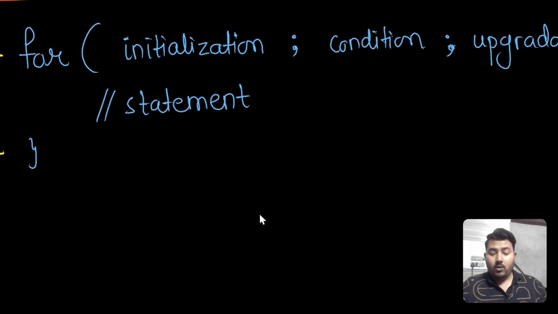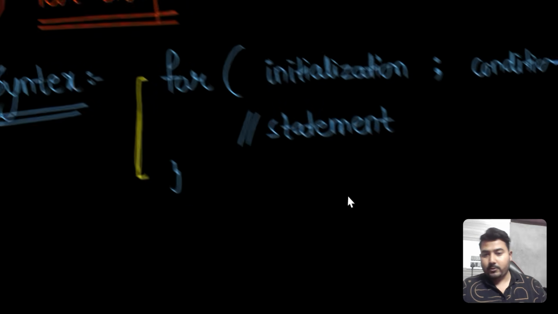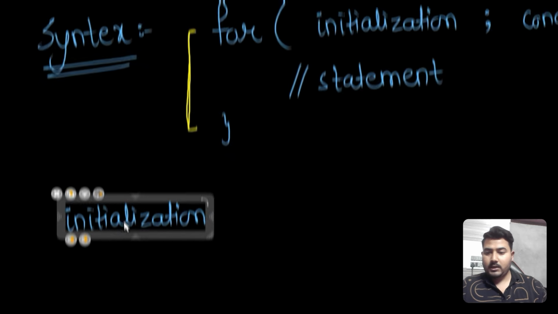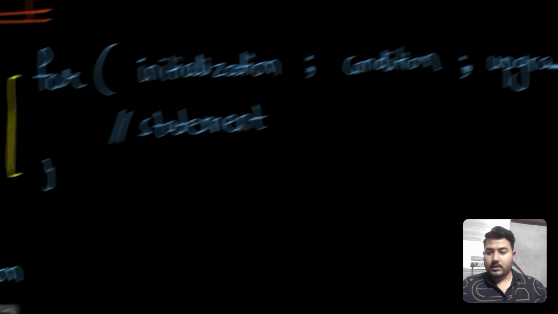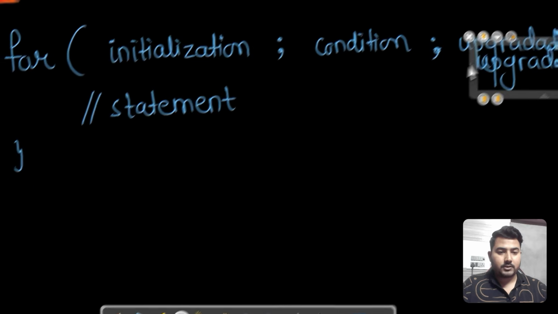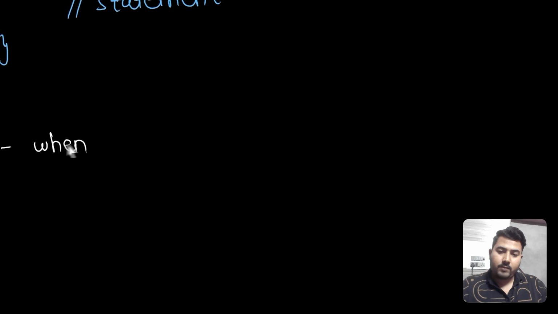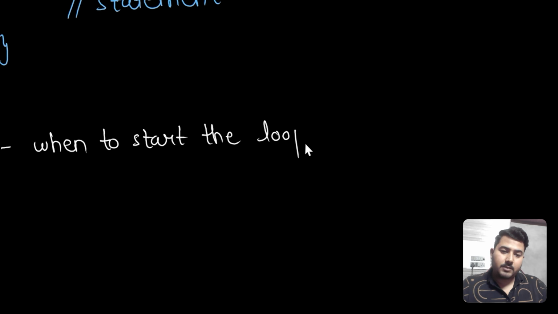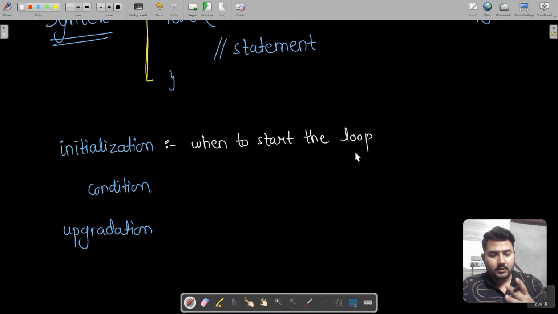Now all three things, let me just explain very quickly. First of all, what is initialization? Then what is condition? And finally, the third one, what do you mean by upgradation? By initialization, I mean when to start the loop. There must be a time when we are going to start a loop. It could be any time. It could be right now, this very instant as well. But it is still a time. We have to mention exactly when we are going to start our loop.